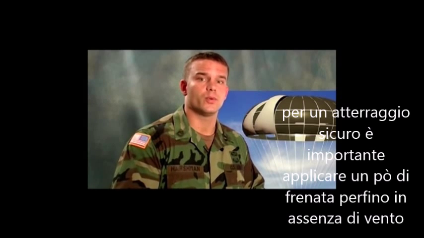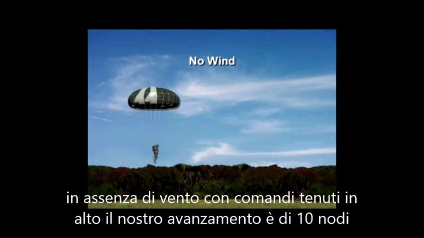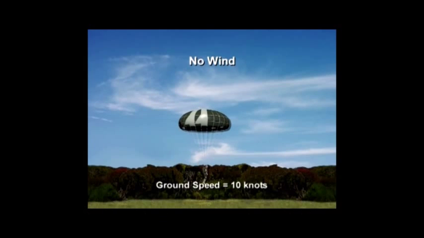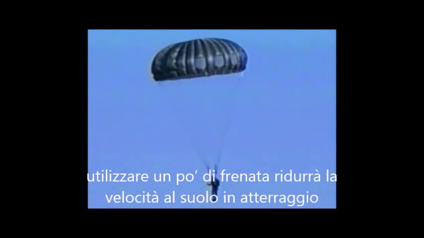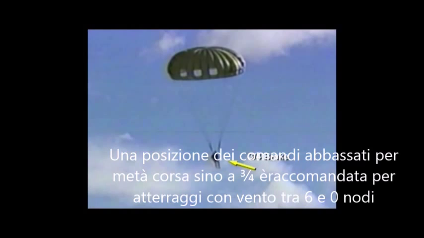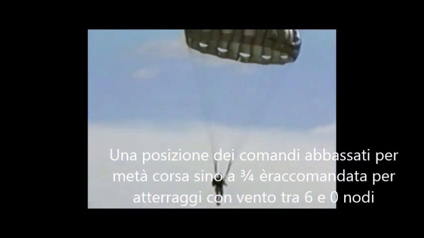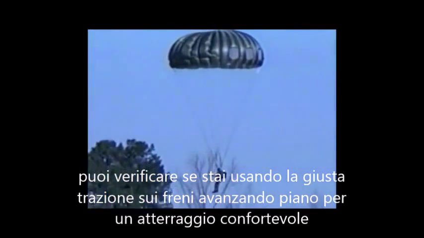For a safe landing, it's also important to use some degree of brakes, even in no wind conditions. In no wind conditions, a toggles up landing produces a ground speed of 10 knots. This is too fast for a safe landing. Using some brakes will slow your ground speed for landing. A toggle position between 1/2 and 3/4 brakes is required for landing the MC6 in no wind conditions.